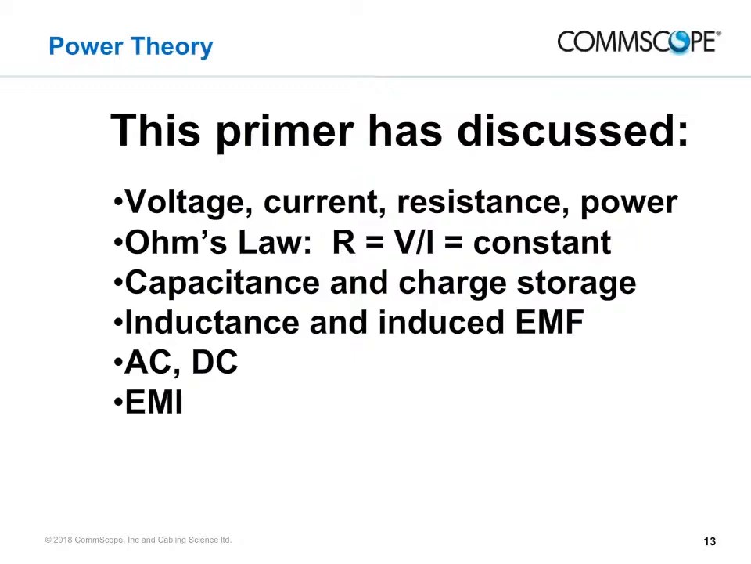To sum up, we've covered the definitions of voltage, current, resistance, and electrical power, how Ohm's law describes the unchanging value of resistance over ranges of voltage and current, and the physics behind capacitance and inductance. Finally, we've covered how alternating current is different from direct current and defined electromagnetic interference, or EMI.